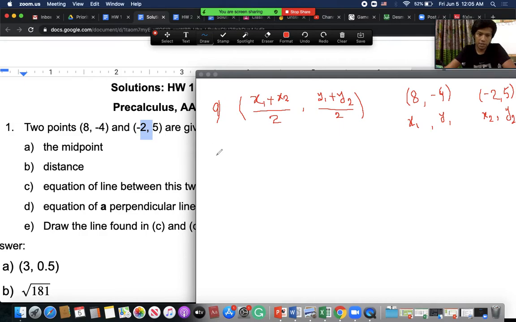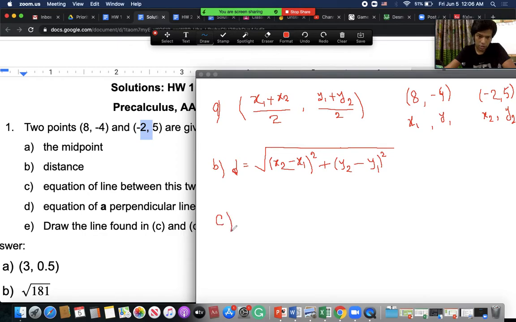For part B, we have to find the distance. By the way, the distance formula actually comes from the Pythagorean theorem, and I'm sure you all know this formula. The distance d equals the square root of (x2 minus x1) whole squared, plus (y2 minus y1) whole squared. You can also write it in another way. If you just put in these values, you will get the solution for the distance.